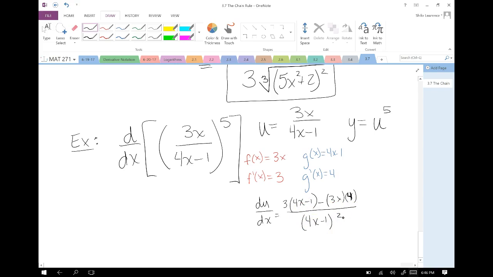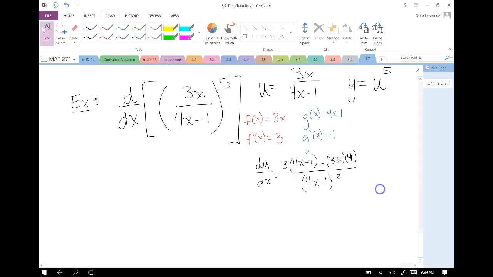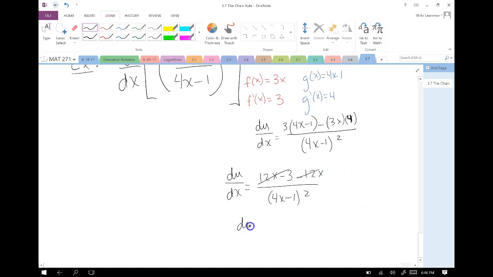So just the process of taking the derivative of our u, just the inside, is a quotient rule. And we should clean that up a little bit. So du dx, that's going to be 12x minus 3 minus 12x over 4x minus 1 squared. And those 12x's cancel. So du dx is negative 3 over 4x minus 1 squared.